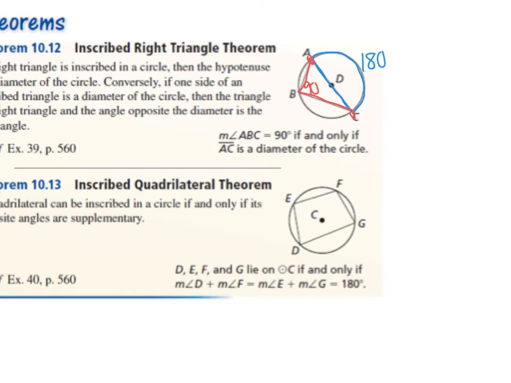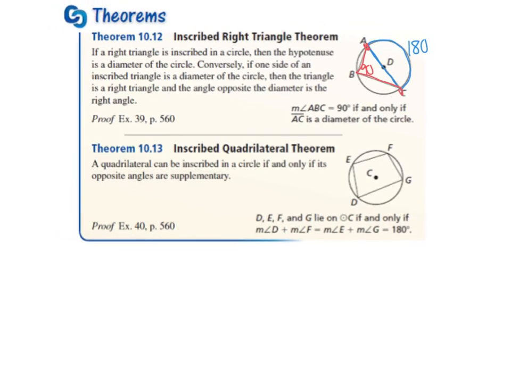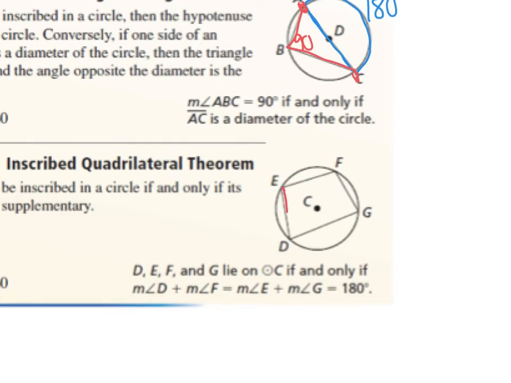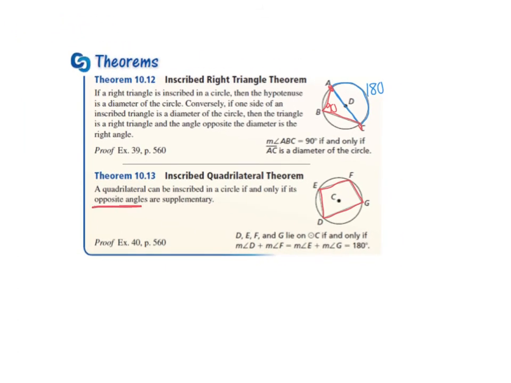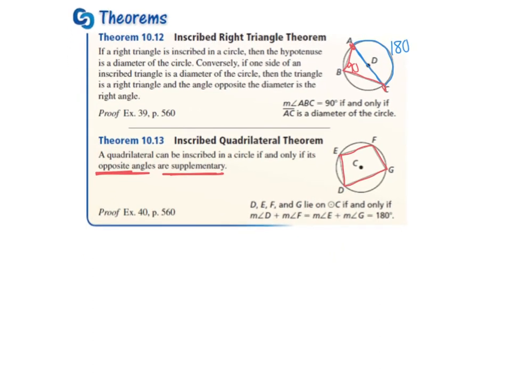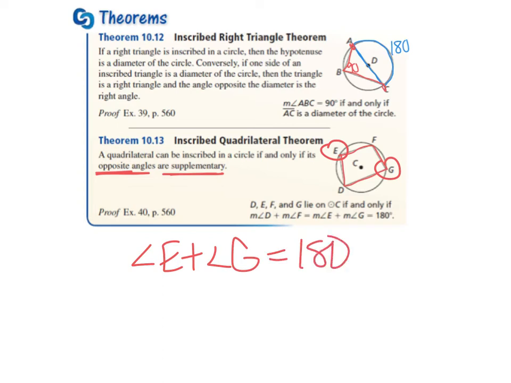The other idea here is that if you have a quadrilateral inside of a circle, notice we have a quadrilateral, it has 4 sides. It's not necessarily a square or a parallelogram or anything like that we can tell. But if it is inscribed in a circle, that means the opposite angles are supplementary. And remember, supplementary means adds up to 180 degrees. So that means E plus G would add up to 180, and also D plus F would add up to equal 180 degrees. So let's take a look at some examples of that.